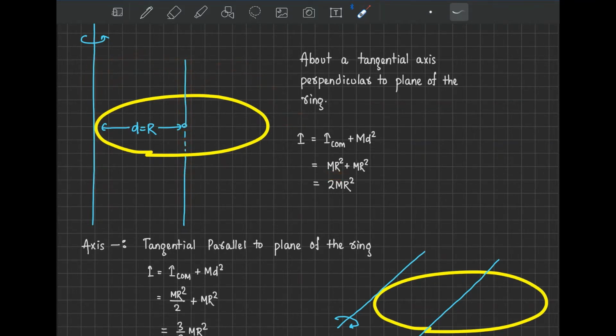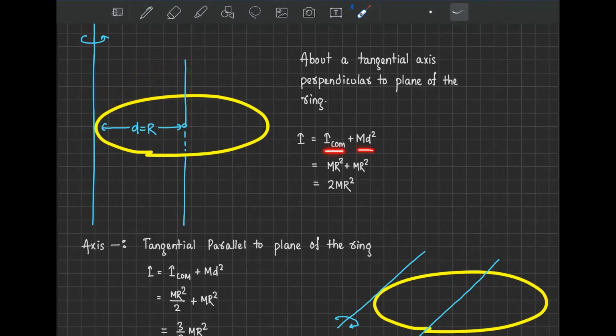Now our parallel axis theorem says I equals I_COM plus MD square, right? Here D is the distance between the two parallel axes. So this is the one axis, this is the other axis, and these two parallel axes have a distance D which is equal to the radius. In this case D equals the radius of the ring.